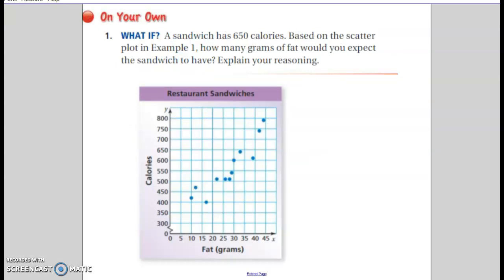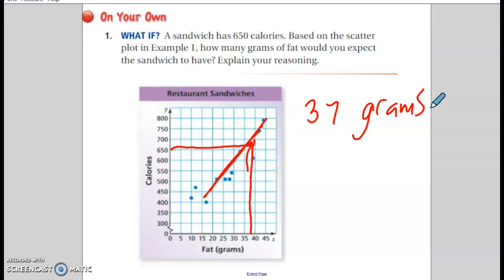Here's an on your own question. If a sandwich has 650 calories, that is 650 on the calories axis, based on the scatter plot in example 1, how many grams of fat would you expect the sandwich to have? So I go over, it doesn't line up exactly, which I think is kind of the point, right? So it looks to me like it would fit kind of here. And so if I go straighter down, I don't know, maybe 37 grams of fat for a 650 calorie sandwich. Maybe closer to 35. It's going to be approximate.